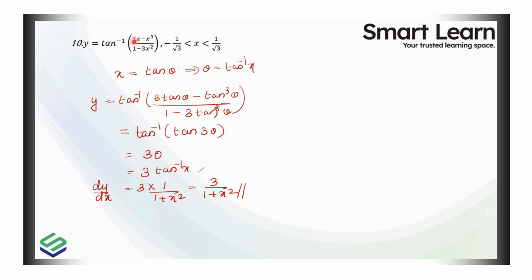Now this is derivative of inverse trigonometric function. y is equal to tan inverse of (3x minus x cube) by (1 minus 3x square). Already we studied this in inverse trigonometry. Here x we can substitute as tan theta. So what is theta? Tan inverse of x. So here tan inverse of (3 tan theta minus tan cube theta) by (1 minus 3 tan square theta). That is tan inverse of tan 3 theta.